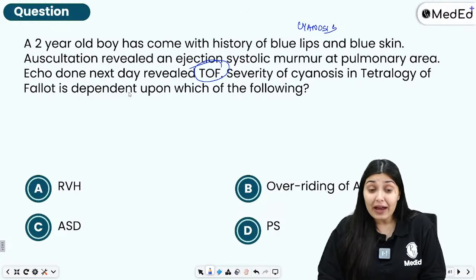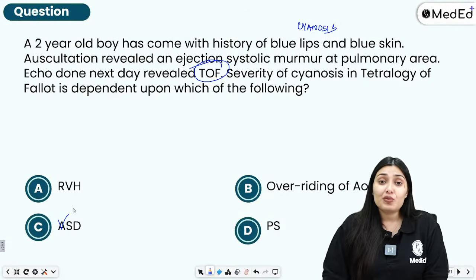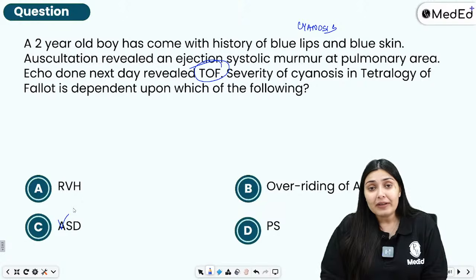The options we have are the four components of TOF: right ventricular hypertrophy, overriding of aorta, atrial septal defect, which should actually be VSD, and pulmonary stenosis. What is the correct answer over here?